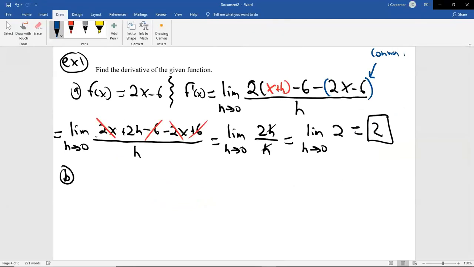B, f of x equals x squared. Now, I'm not saying at x equals 3 this time. I'm just saying in general.